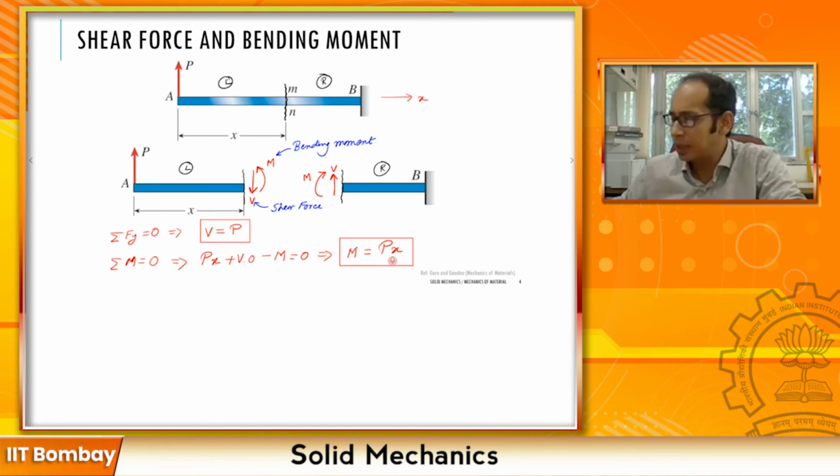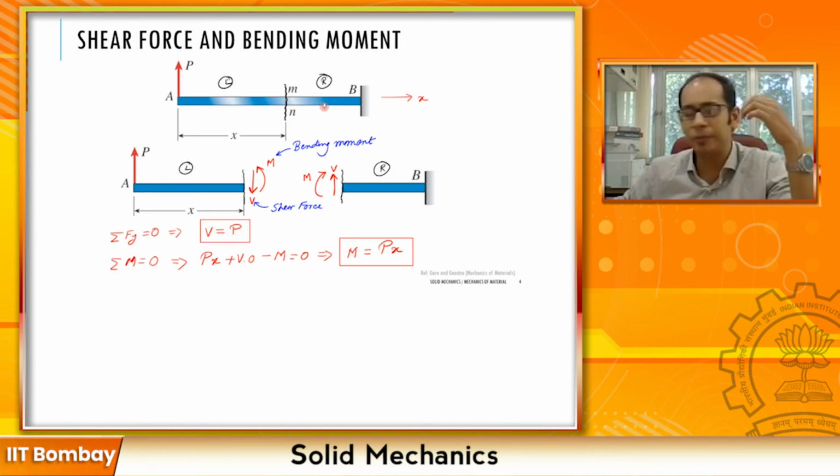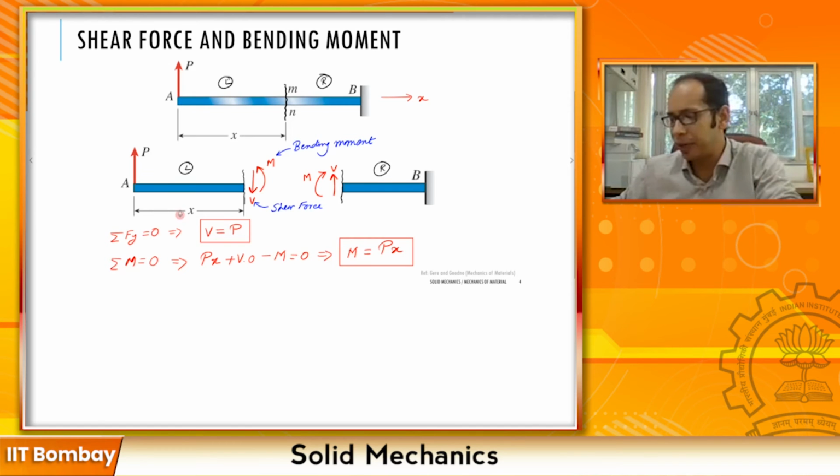So this is a case where the shear does not vary as you go from the left to the right. Shear stays constant, and we will see this again when we draw the shear force diagram. And the moment is a function of x, so the moment keeps on varying. The moment is 0 at this free end, at x equals 0, and as you keep on moving, the moment becomes a product of the load times x.